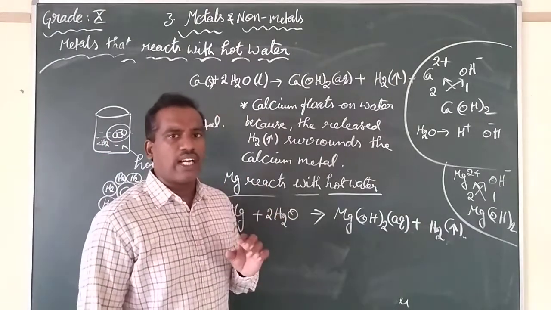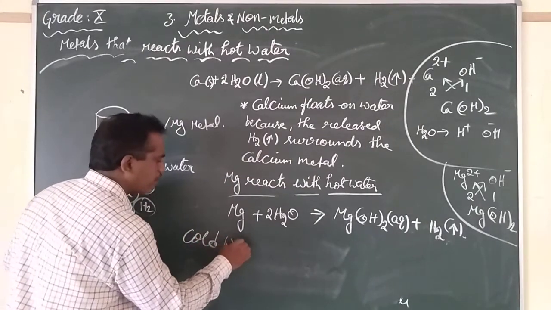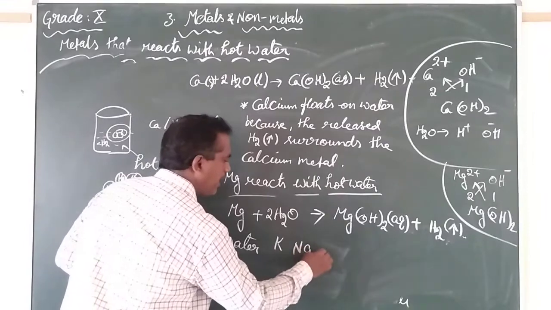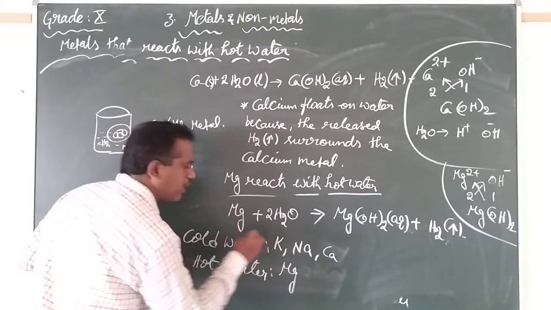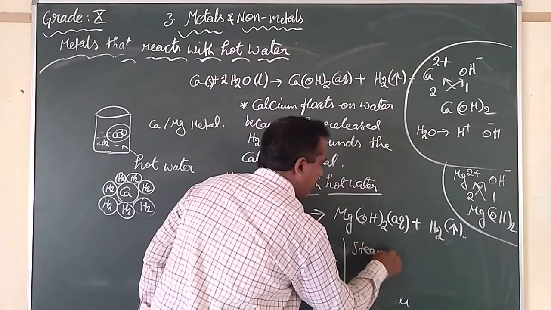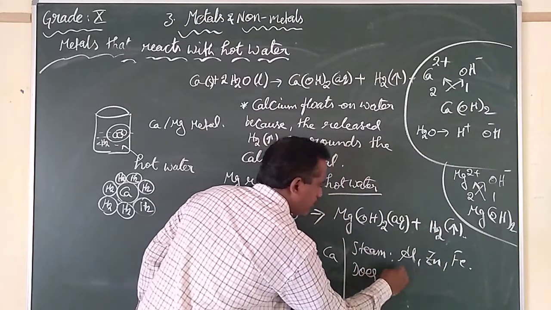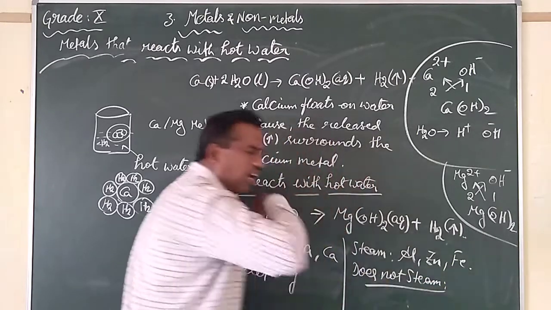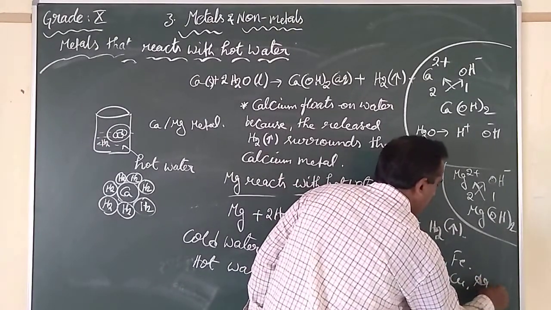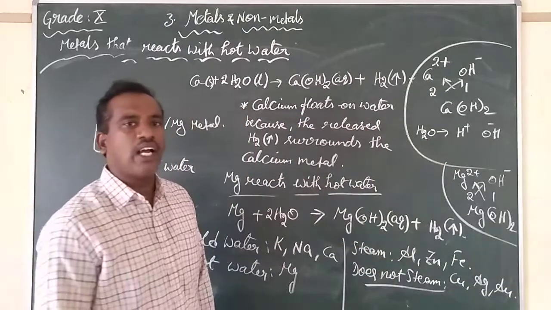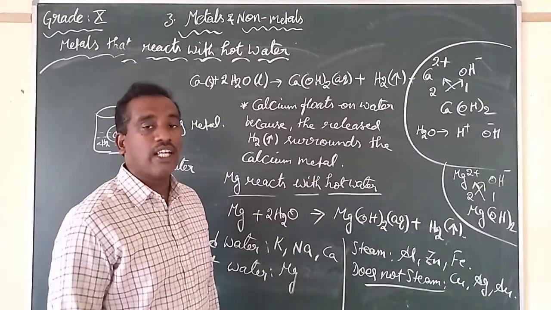So now the conclusions are: what are the metals that react with cold water? Potassium, sodium and calcium. What are the metals that react with hot water? The metal that reacts only with hot water is magnesium. And what are the metals that react with steam? Aluminium, zinc and iron. What does not react with steam? There are some metals that do not react even with steam. We have the least reactive metals like copper, silver and gold. They do not react with steam. Hence, steam containers are made of copper metal.